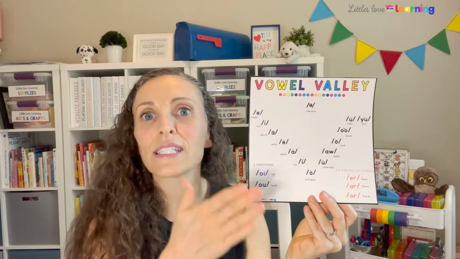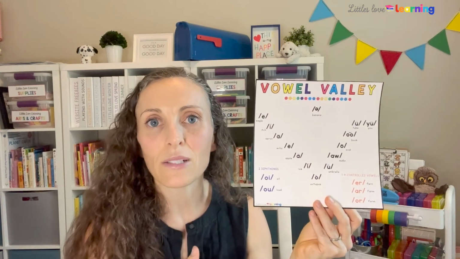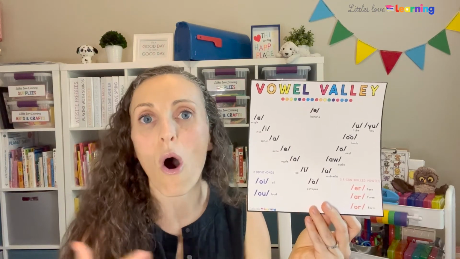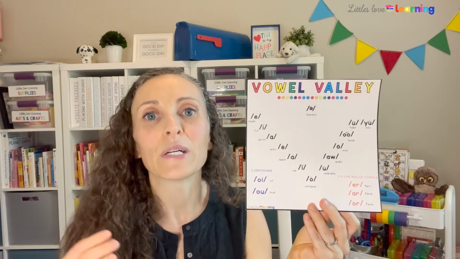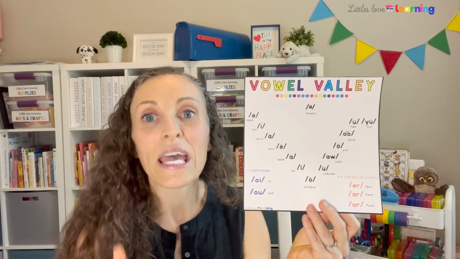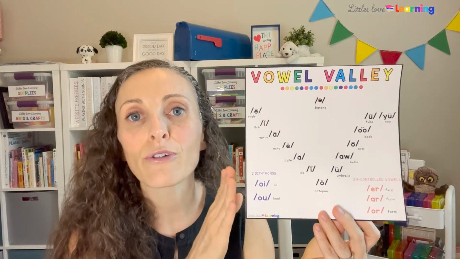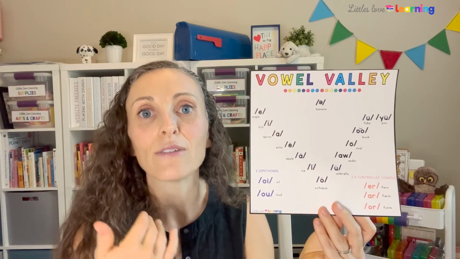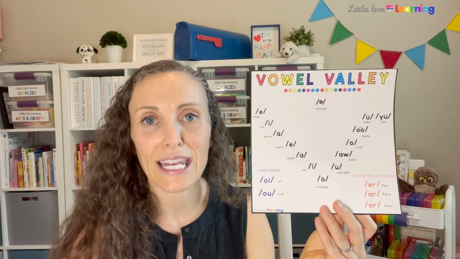The rest of this is going to build and build and build on. And eventually they're going to know all 19 sounds and they're going to know all the different ways to spell them. But to start, you're just going to start simple with those short vowels. This, like I said, is more for you. It's a resource for you to know all of the different vowel sounds and where your little one is headed in the next few years.